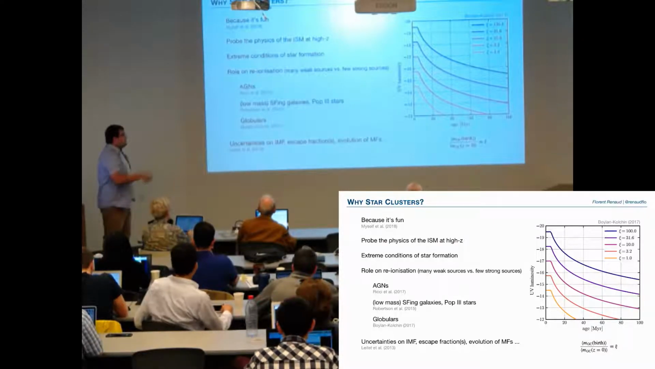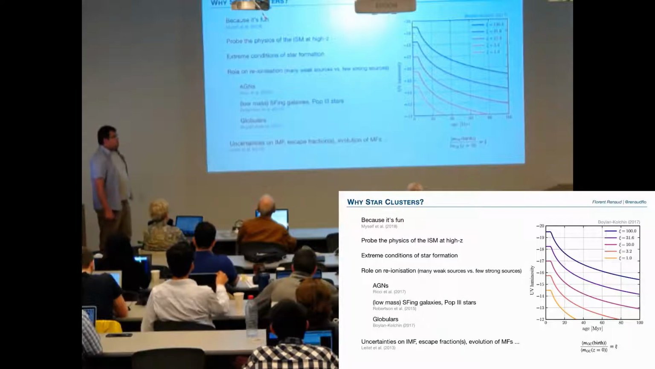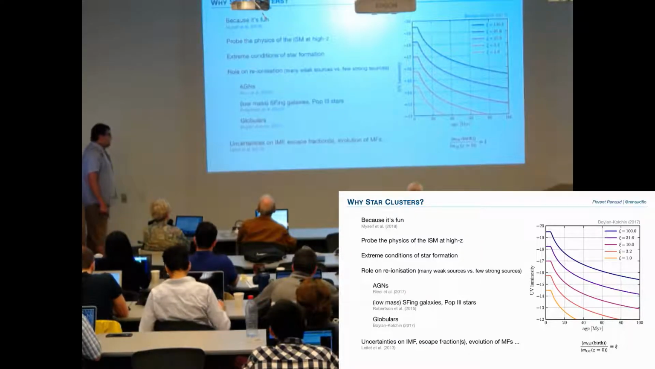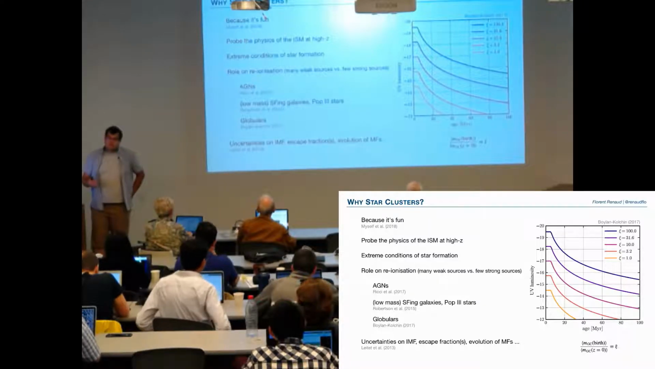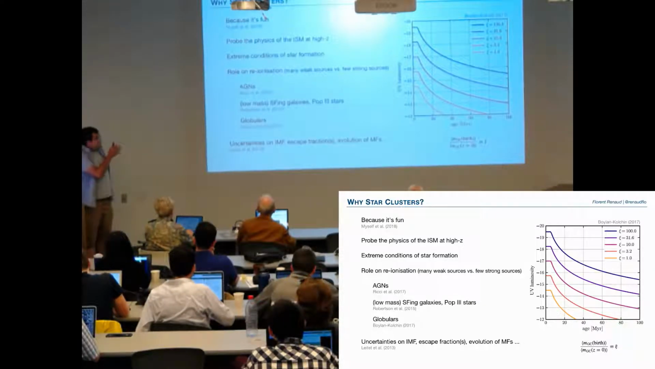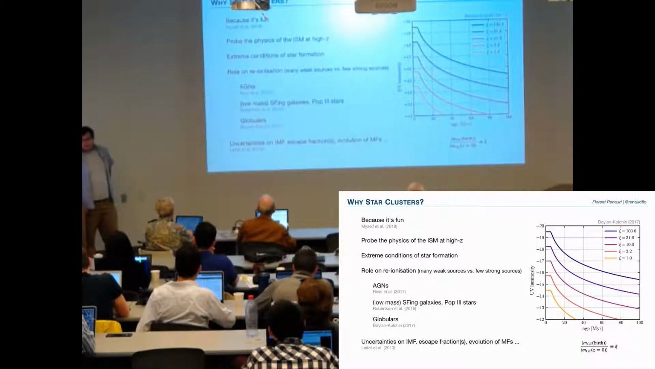Here you see different, I would call them, mass loss parameters. On top of that, you have uncertainties on the initial mass function, on the escape fraction of this flux, on the evolution of the mass function of the clusters.